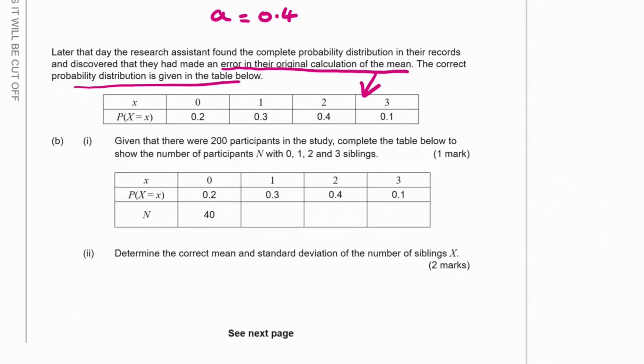Given that there were 200 participants in the study, complete the table below to show the number of participants with 0, 1, 2 and 3 siblings. Well, I could use my calculator for each of these, but if 0.2 gives me 40, that means that every 0.1 is 20. So this is going to be 60, this is going to be 80, and this one here is going to be 20, and that does equal 200. So it's a good idea to check.